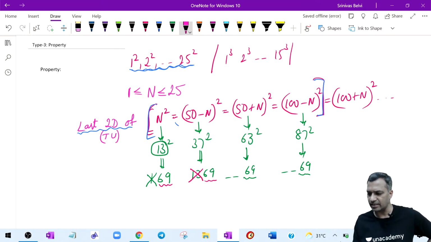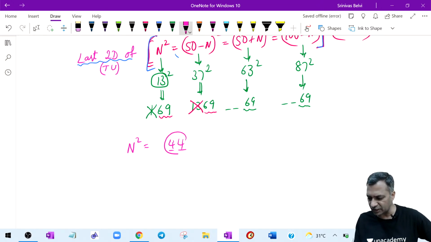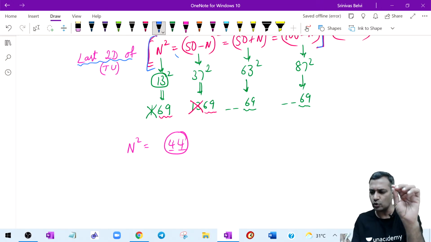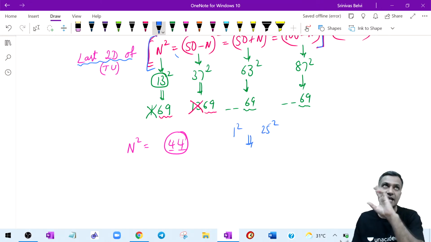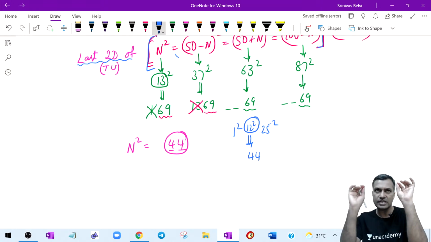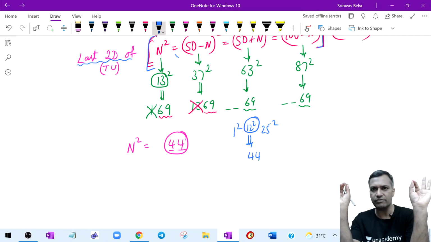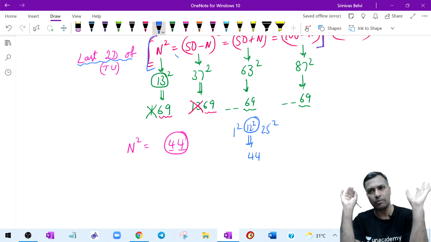For example, how many perfect squares have 44 as their last two digits? Very simple. All you have to understand is, between 1 square and 25 square, how many perfect squares end in 44? Only one number. What is that? 12 square. There is no other number which ends in 44. You just have to know the squares from 1 square to 25 square. There is only one perfect square which ends in 44, that is 12 square.